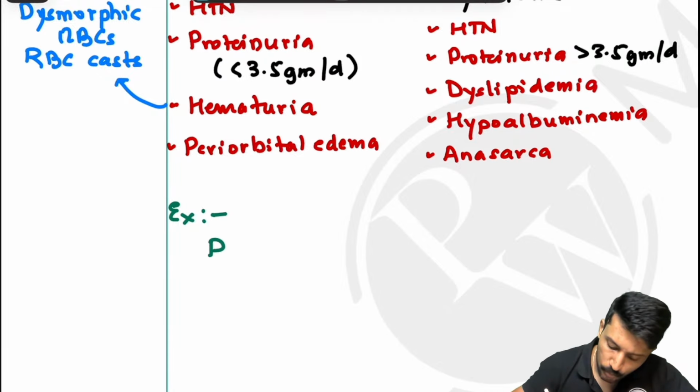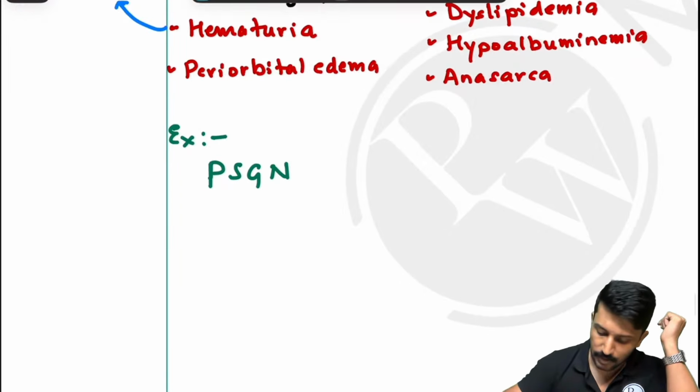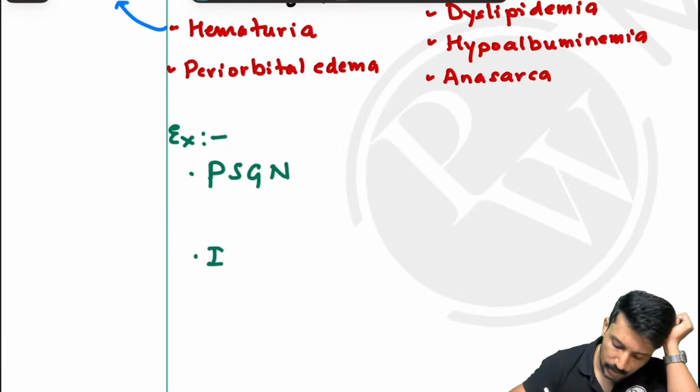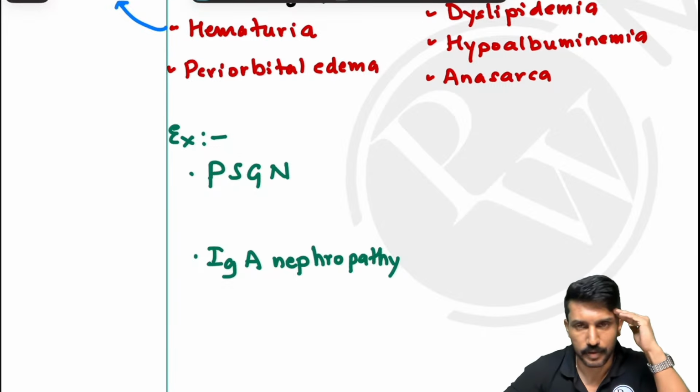That includes post-streptococcal glomerulonephritis. Another example that comes to my mind right now is IgA nephropathy. In your pathology, you may get more of a list. You can definitely go through that.